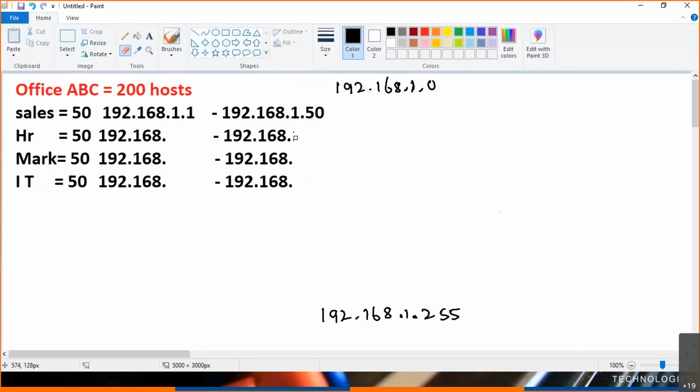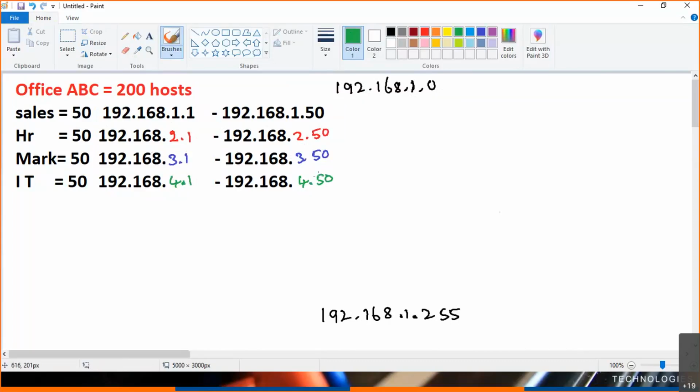So let's keep 1.1 to 1.50 IP addresses for the sales department. For the HR department, let me use 2.1 to 2.50. For the marketing department, 3.1 to 3.50. For IT, 4.1 to 4.50. So like this I have assigned IP addresses to each department.